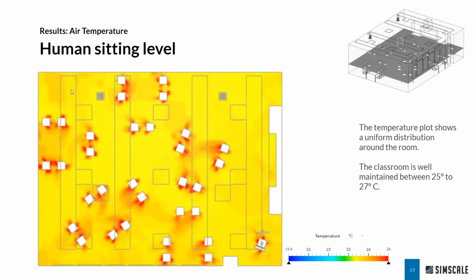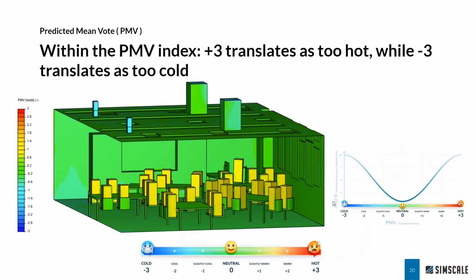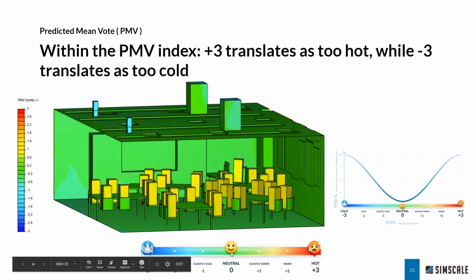Up next, you can see the same cutting plane with the temperature distribution. And here you can see the temperature range is in the yellow region, which means it is well maintained between 25 and 27 degrees Celsius, which is in compliance with the thermal comfort standards. And you can take a look at the PMV. And here the green color means that it is almost near to neutral, which means people or occupants inside this classroom are really comfortable.